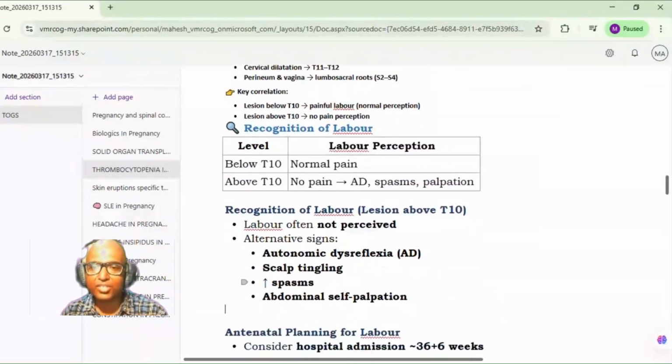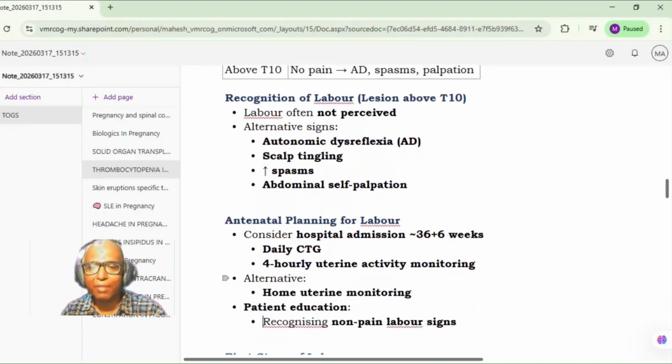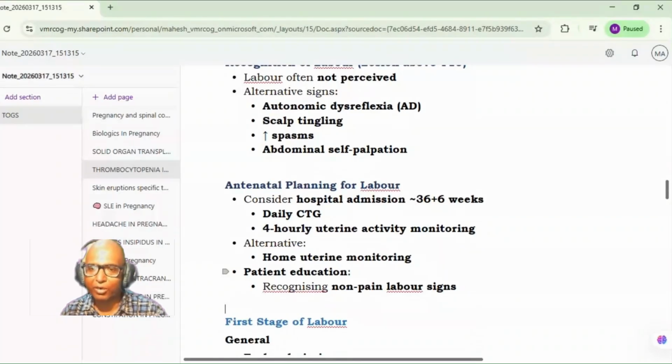Then recognition of the labor. If the lesion is above the level of T10, labor is often not perceived. So alternative signs of autonomic dysreflexia, scalp tingling, increased spasms, abdominal self palpation, we need to rely on. Okay. So antenatal planning of the labor, consider hospital admission around 36 to 37 weeks of gestation, daily CTG, 4-hourly uterine activity monitoring will be required. Alternatively, home uterine monitoring can also be advised.